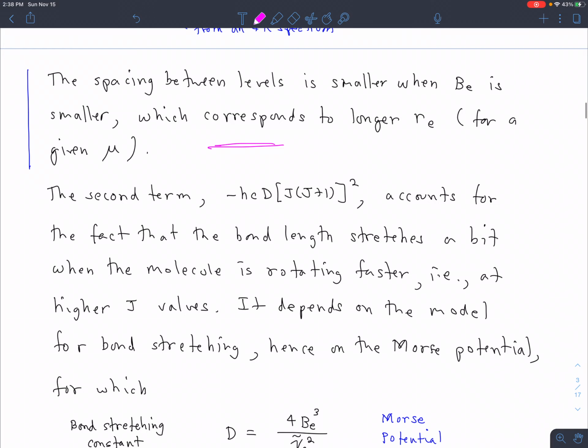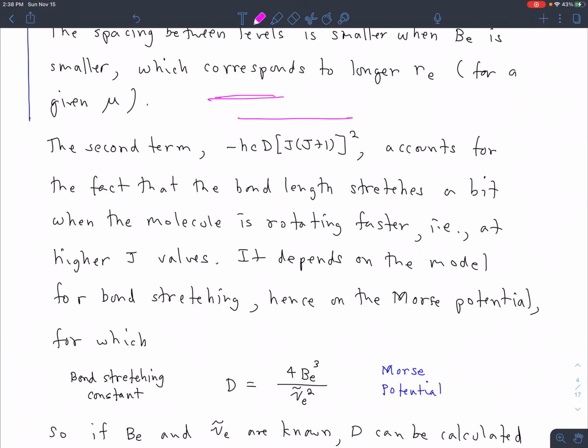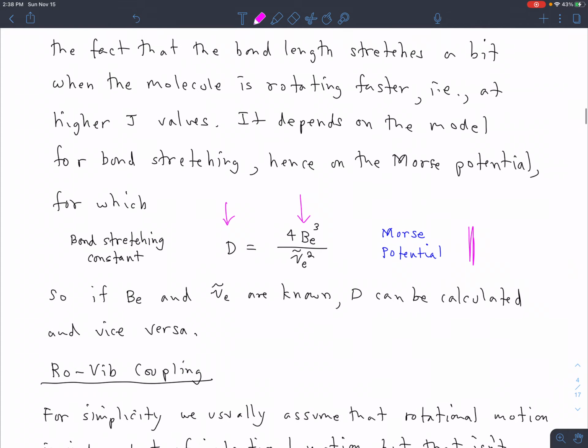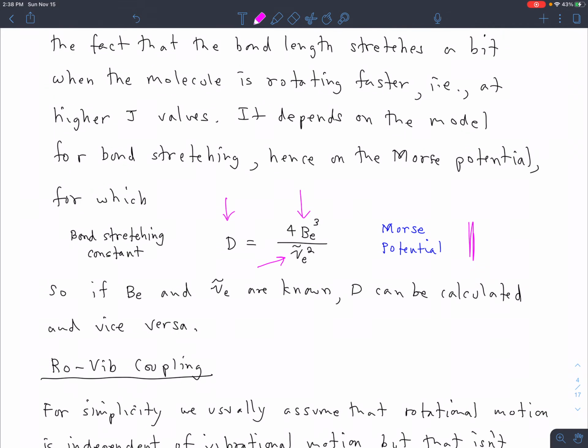All right, then there's a second term, the correction for the fact that the bond actually does stretch, which is proportional to this extra constant D, capital D, and then the quantity J times J plus 1, squared. And that D, in the Morse potential case, is just related to the B sub E value for the molecule and also to the fundamental vibrational frequency for the molecule, which comes from the vibrational part.